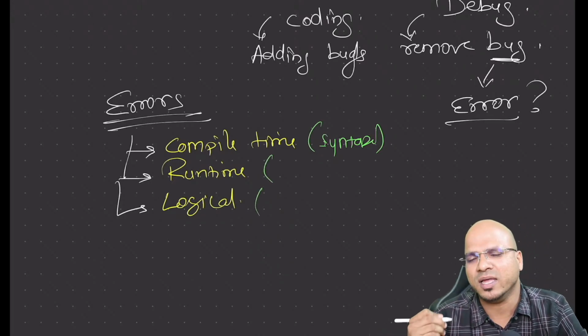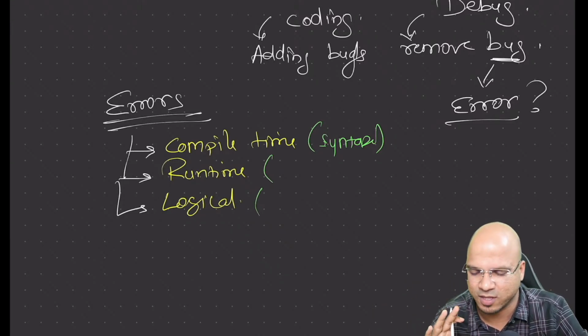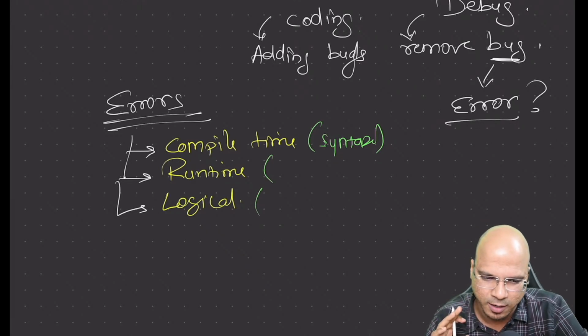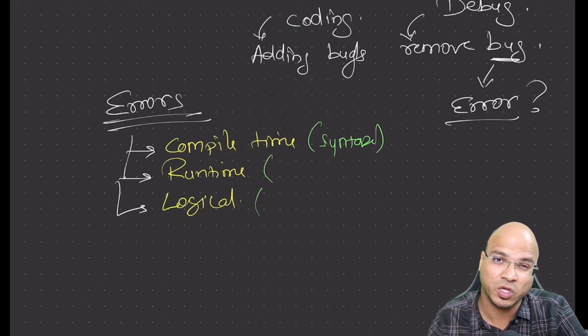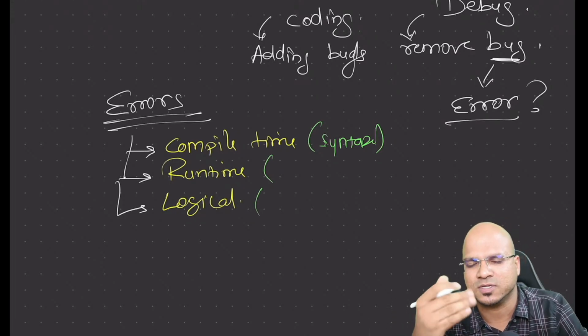Now, in logical errors, basically, you get the output. Everything is working. There's no issue with the working. I mean, you are compiling your code, you are running your code. We should talk about runtime first, right? So think about runtime errors first.